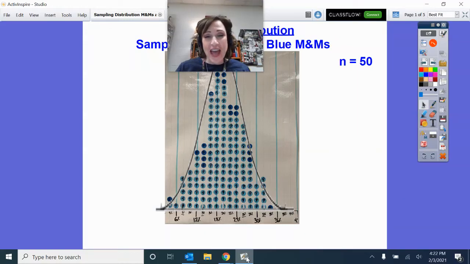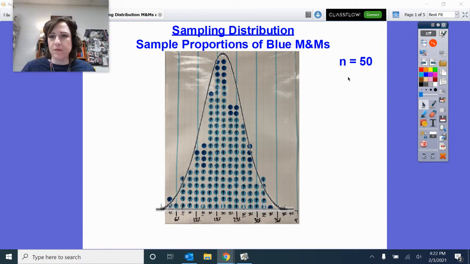Hi, let's look at our results. We had samples of size 50. This is a total of 163 samples that we had, and they were the sample proportions of, so we were getting the proportion of blue M&Ms. Now, this makes up a sampling distribution because it's how our samples are distributed.